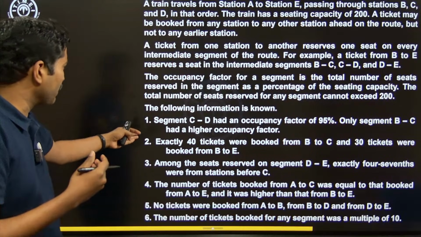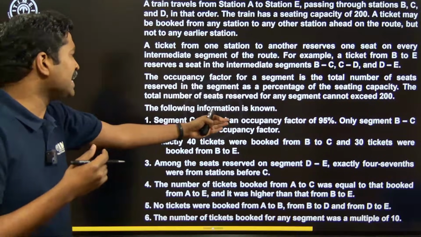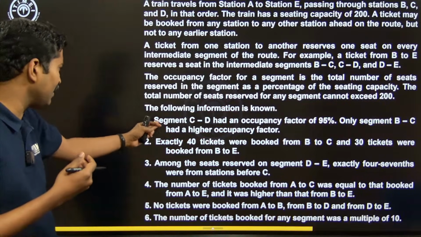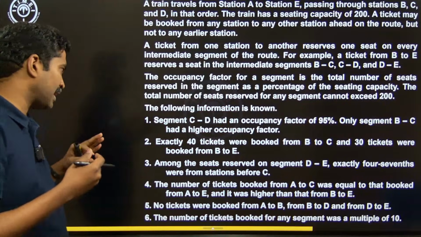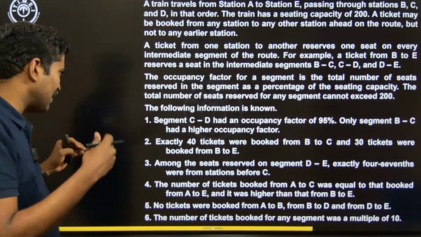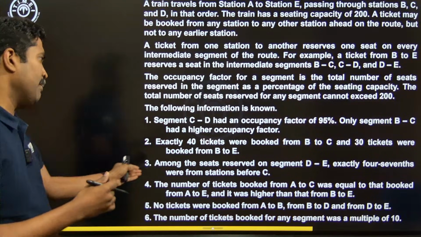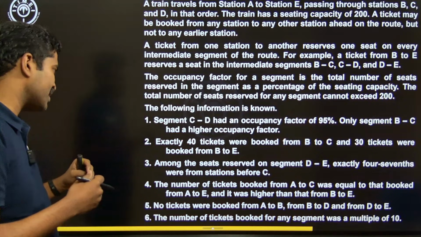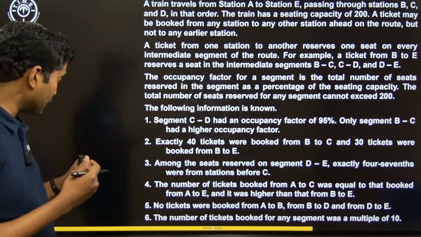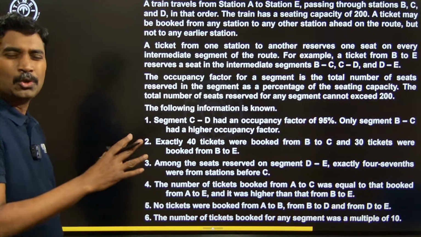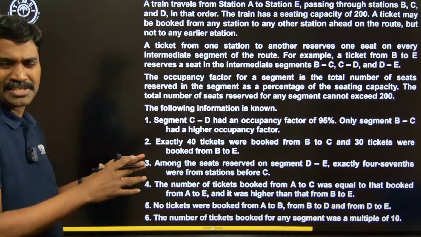So the following information is known. Segment CD had an occupancy. Okay, only segment BC had a higher occupancy. Okay, exactly 40 tickets were booked from B to C, 30 from B to E. All right, multi-stage logic, multiple variables. Among the seats reserved, exactly 4 sevenths were from stations before C. The number of tickets booked, it gives me a feel that maybe I can do this, but there are a lot of conditions still.